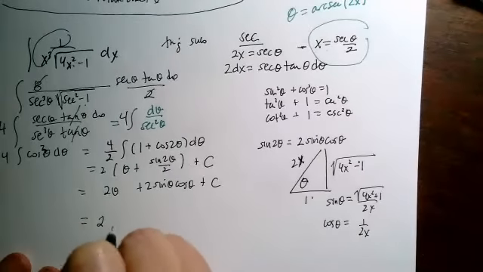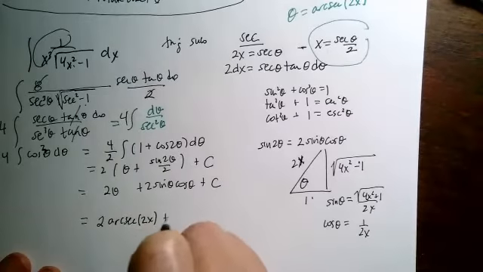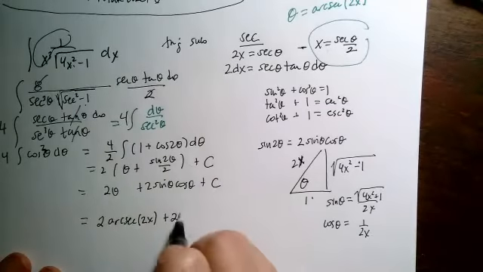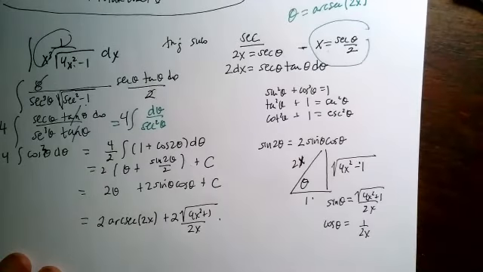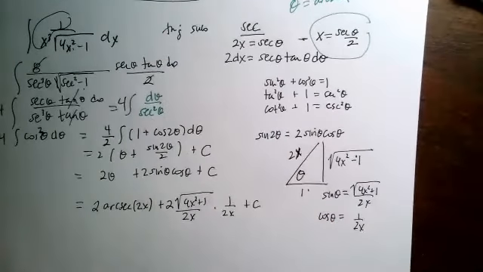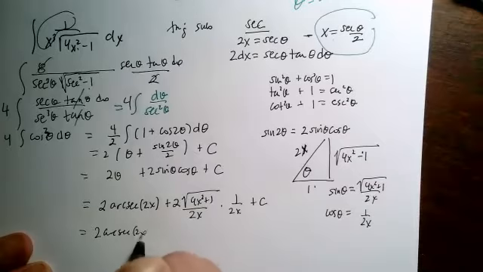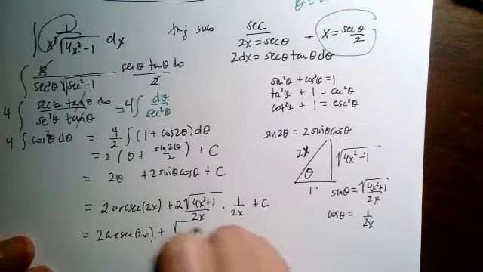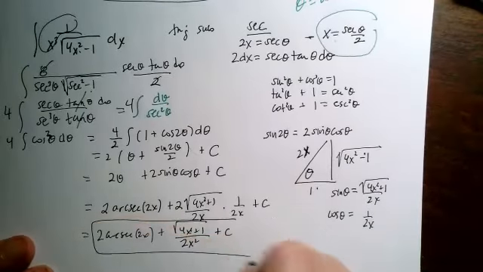We'll get 2 times the arcsecant of 2x, and then we'll have 2 times the sine of theta, which is the square root of 4x squared minus 1 over 2x, times the cosine of theta, which is 1 over 2x. So this will be 2 times the arcsecant of 2x plus the square root of 4x squared minus 1 over 2x squared plus a constant. This should be it.